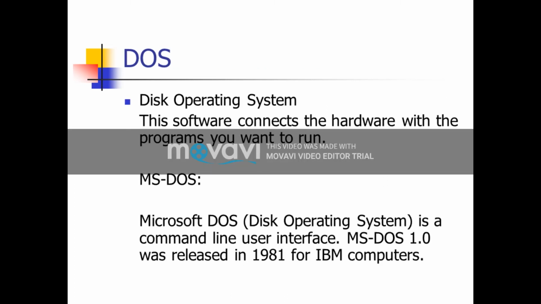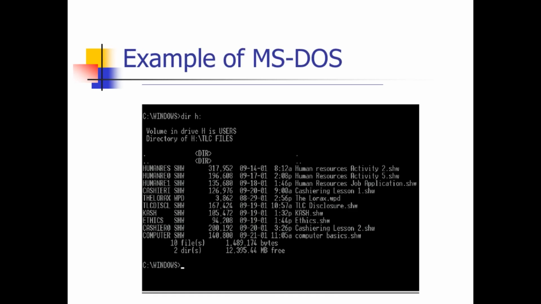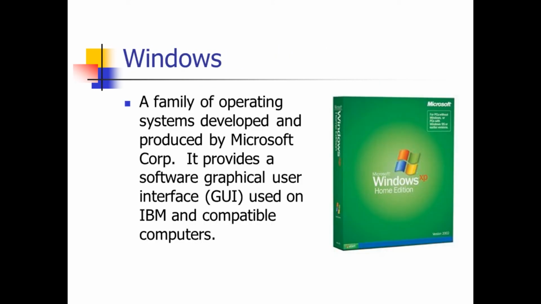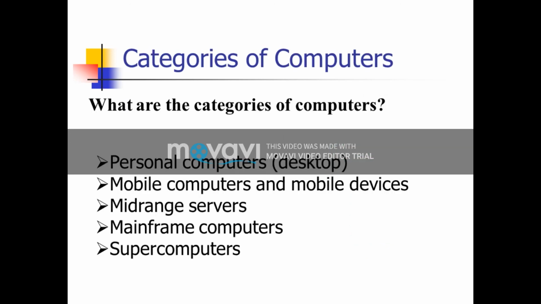The disk operating system is the software that connects the hardware with the program you want to run, like MS-DOS. Microsoft Disk Operating System is a command line user interface. This is an example of MS-DOS. Windows is a family of operating systems developed by Microsoft Corp. It provides a graphical user interface used on IBM and compatible computers.